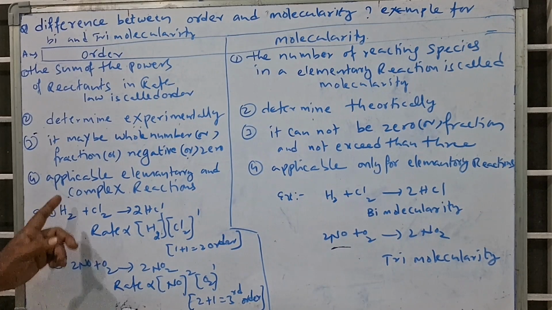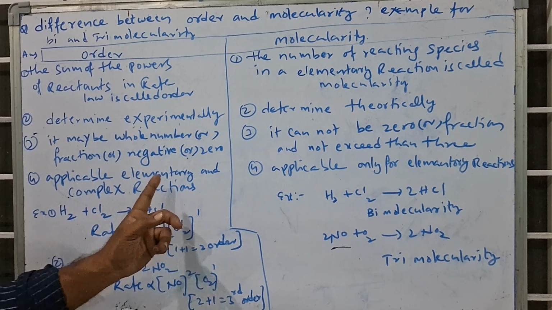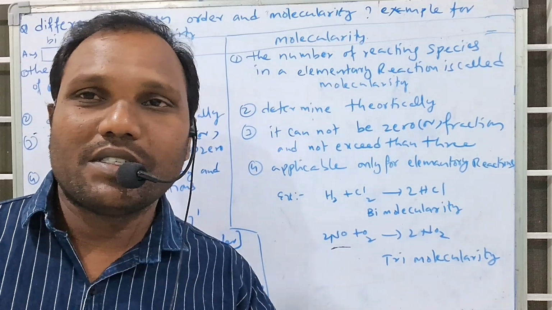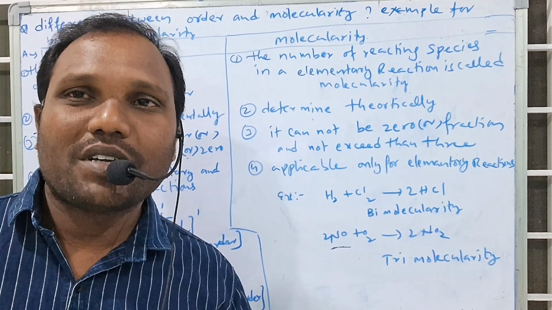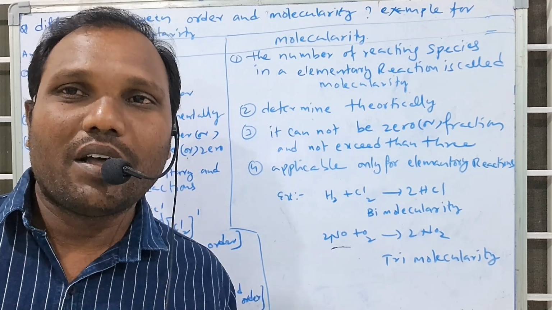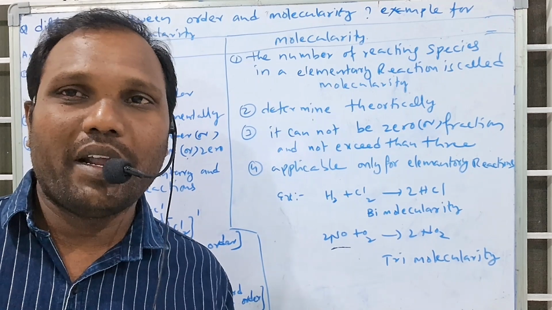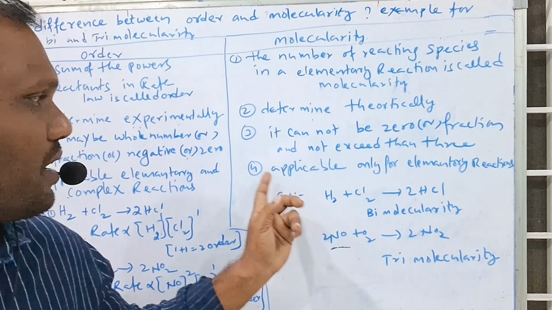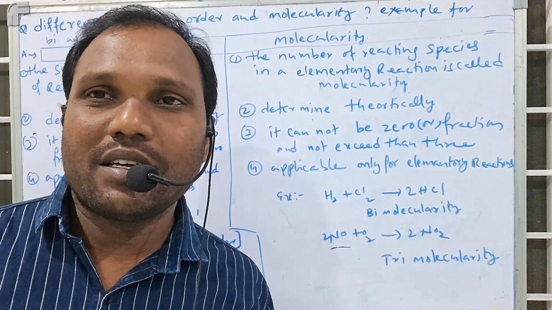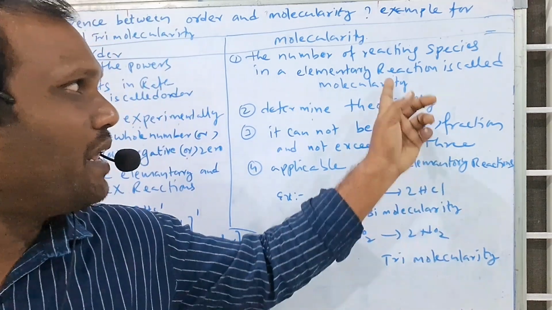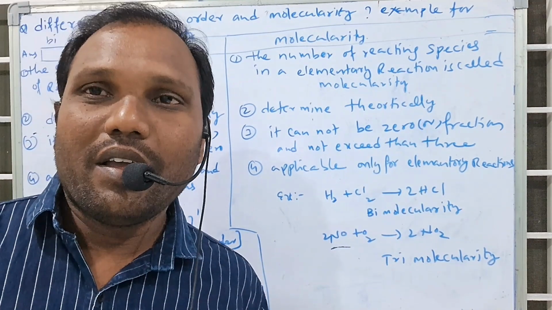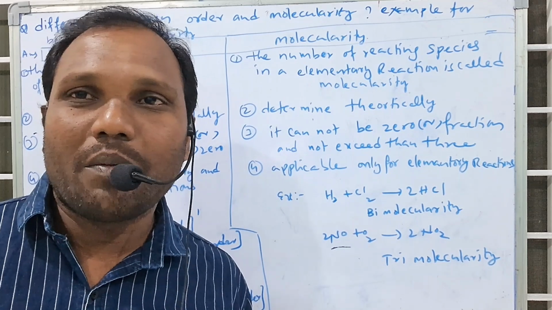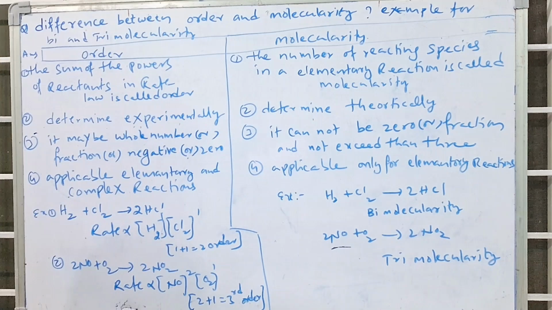Next difference: order is applicable for elementary and complex reactions. Elementary means a reaction that takes place in a single step. Complex means a reaction that contains several steps. Order is applicable in both cases, elementary as well as complex. But molecularity is applicable only to elementary reactions. When it exceeds trimolecular, that reaction is complex, and molecularity is not applicable.